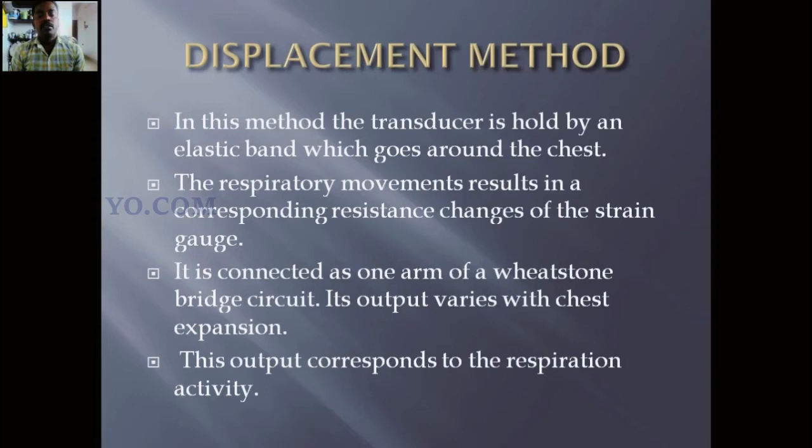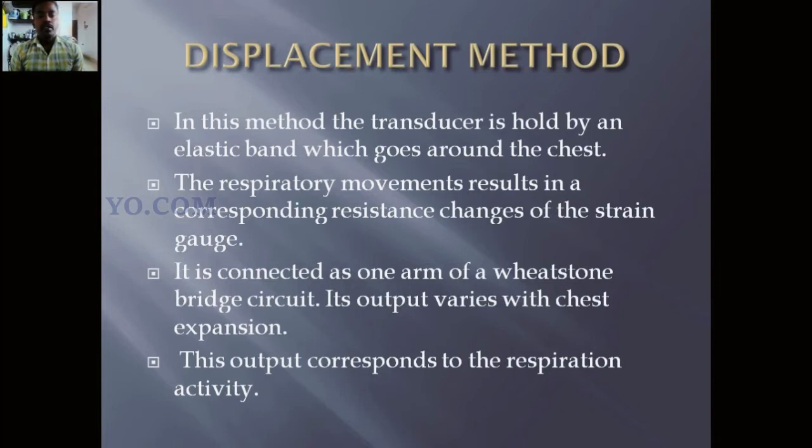The transducer experiences some displacement. That displacement changes the resistance value. So the strain gauge is used here. During respiration, the resistance of the strain gauge will change. This strain gauge is connected to an arm of the Wheatstone bridge circuit. Its output varies with chest expansion. Okay, this output corresponds to respiration activity. Simply we can say that.